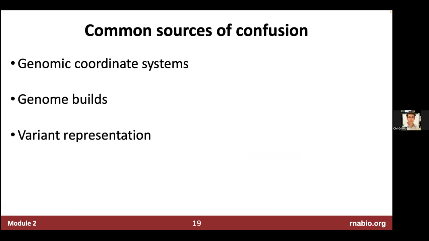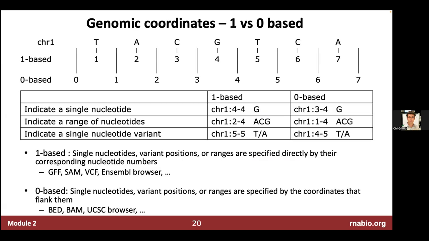And I thought I would just end with a few common challenges or gotchas or sources of confusion when doing stuff with BAM files and bed files and sequence alignments in general. And these relate to coordinate systems, genome builds, and variant representation. So the biggest source of confusion around coordinates is that there are two competing formats or representations for coordinates. One is the so-called one-based, and the other is zero-based.